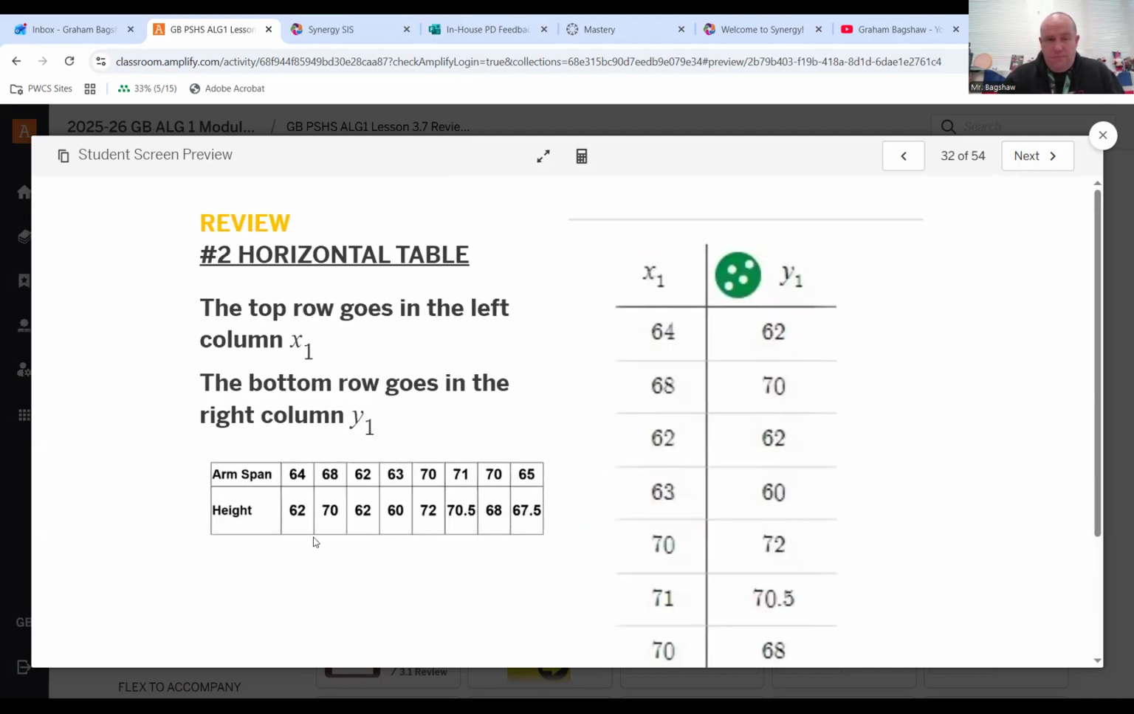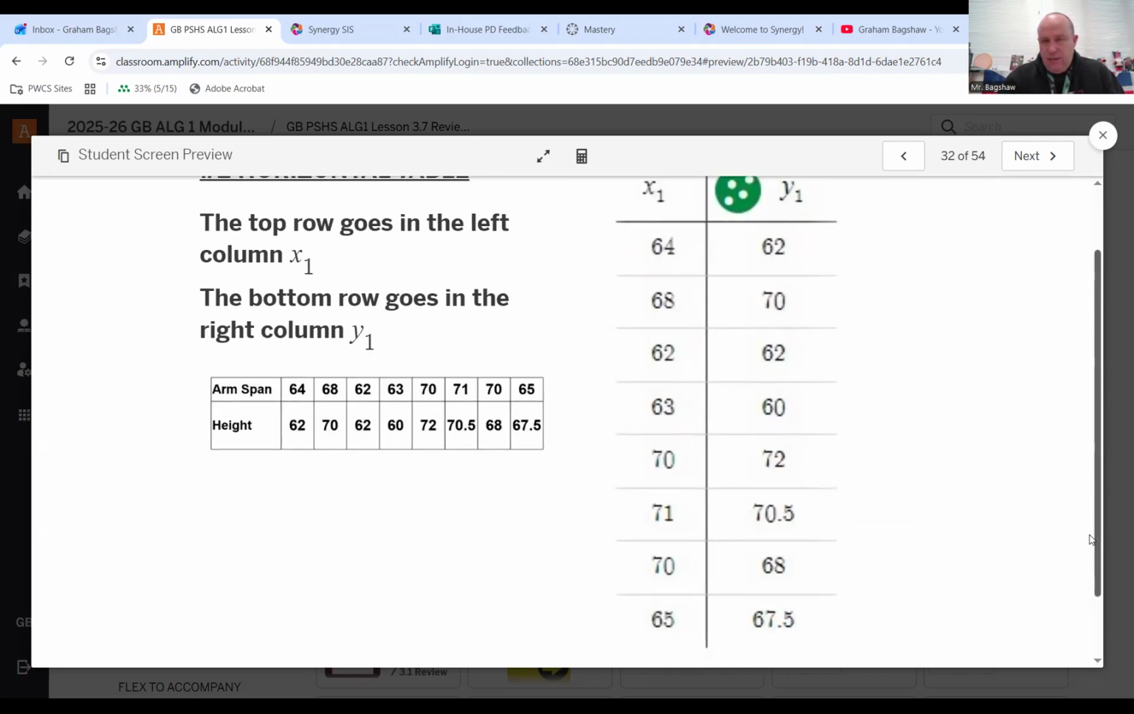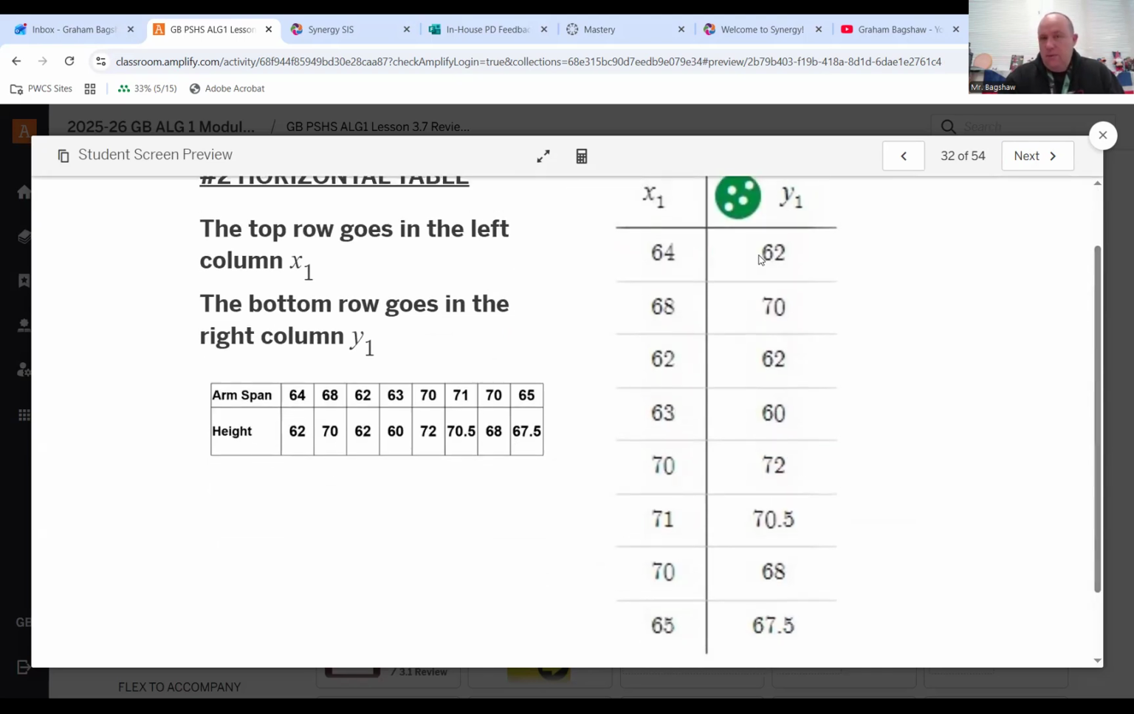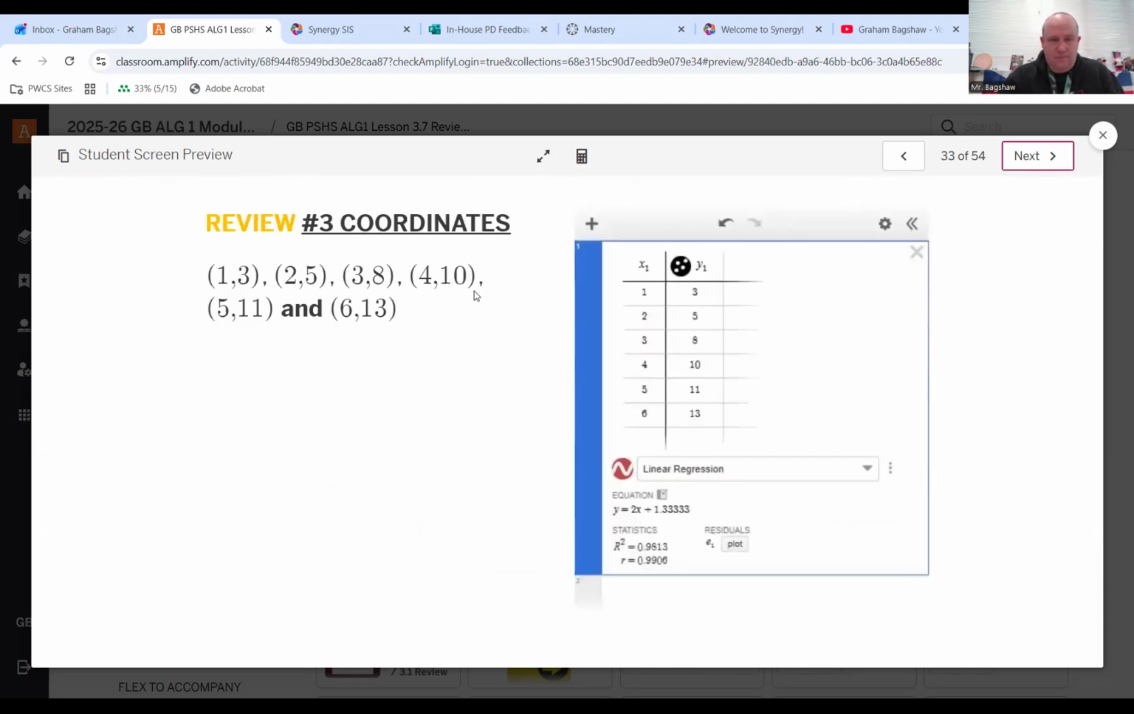For the horizontal one, the top row is going to be the left-hand column. It does go down to 65 if I scroll down just a little bit more. And then the bottom row is the Y values. So that's kind of important to know as well. Some people like to do it one at a time, like 64 and 62, and enter it across ways. That's up to you. Coordinates, I just do these one at a time.